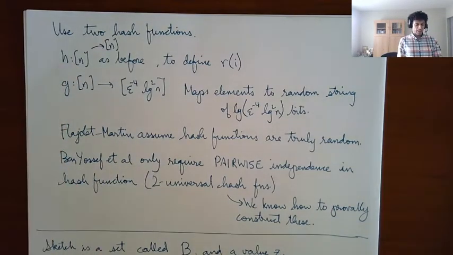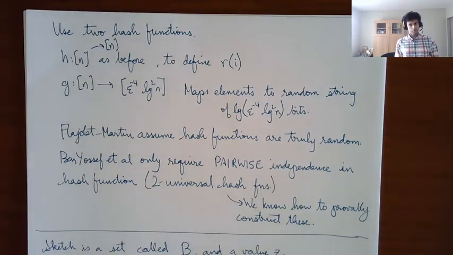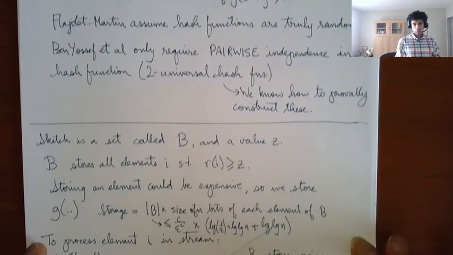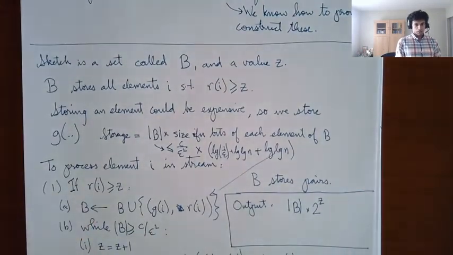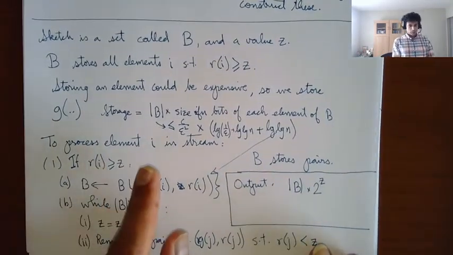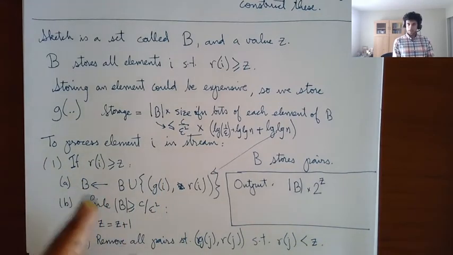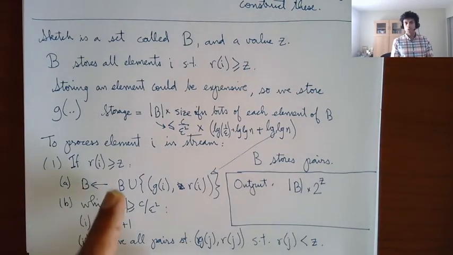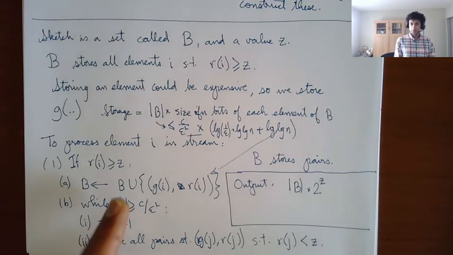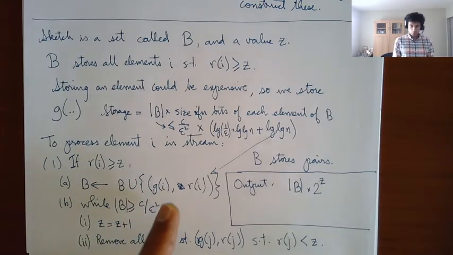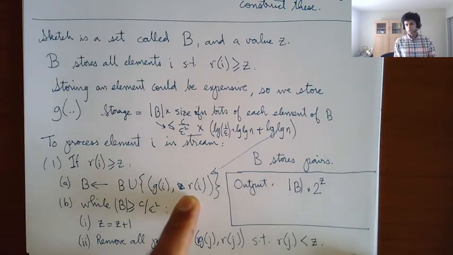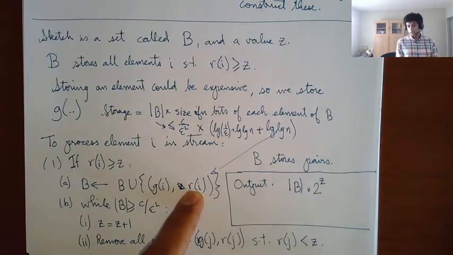So H is going to be your usual hash function. This is your whatever cryptographic hash function. It's a large hash. You do not want to store the entire hash. So to process an element, first you check the number of trailing zeros. If it's less than z, you ignore it. If it's more than z, then you store the element in B, you store it with its hash value in G. You also store its number of trailing zeros. This was again with respect to H.